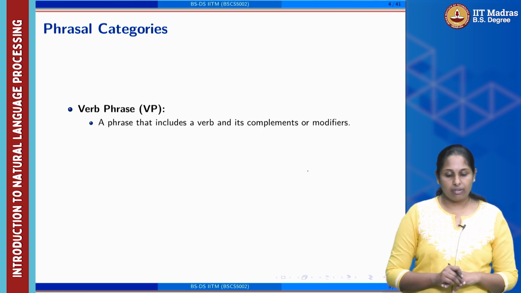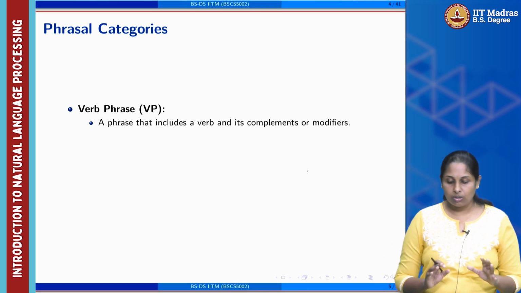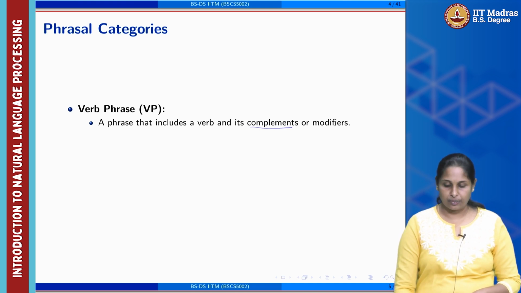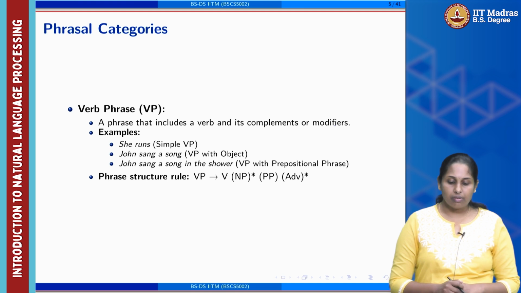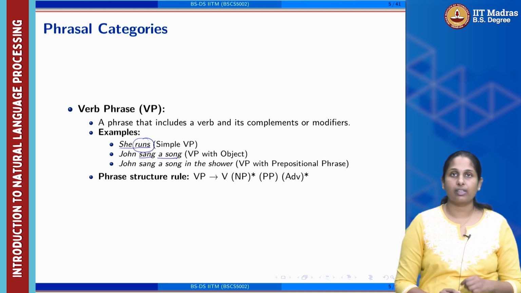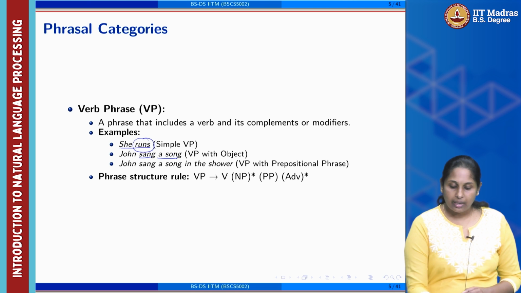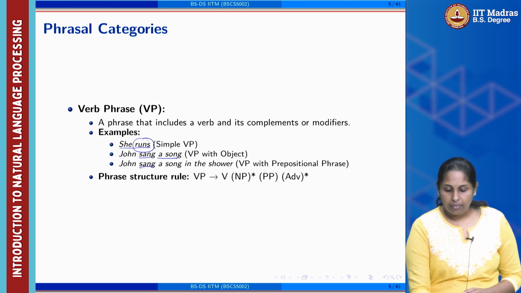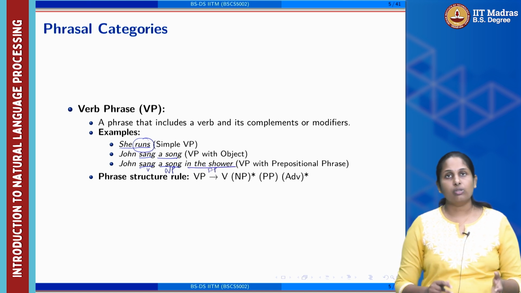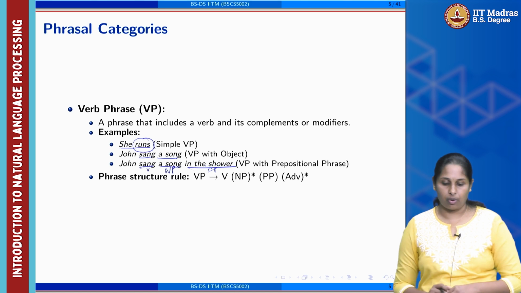On the other hand, verb phrases are phrases that include a verb and its complements and modifiers. So for example, a verb phrase can be a simple VP as in she runs, where runs is a VP, or it can be a VP with an object, as in John sang a song, and it can also be a VP which has a V and another NP followed by one more PP. And also it can have multiple adverbs following.